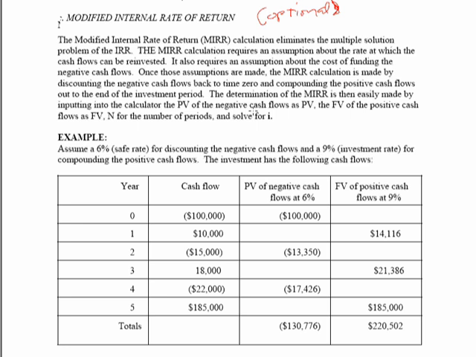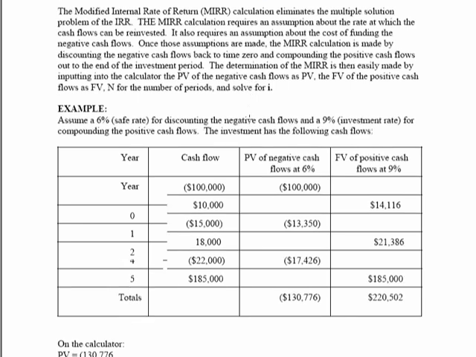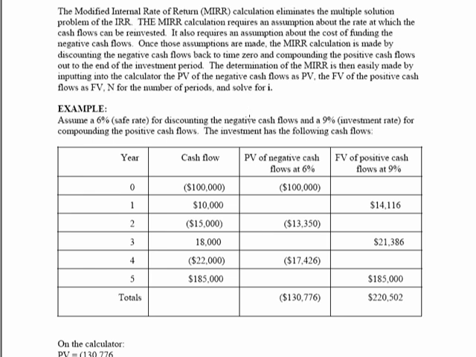Okay, and so for the modified internal rate of return, we're not going to be using our cash flow menu at all. What we're going to be doing is either discounting or compounding, depending on whether the cash flow is negative or positive, and we're going to calculate a total present value and a total future value. The modified internal rate of return is going to be the interest rate that makes the future value of the benefits and the present value of the cost equal to 0 over the holding period.